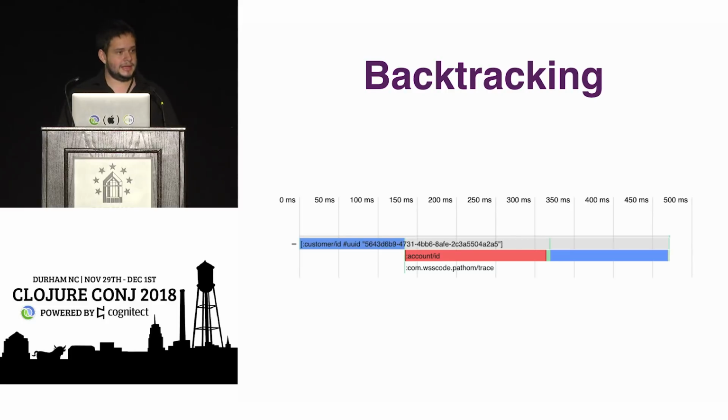Backtracking. As I told you, as you add resolvers in this system, you might have multiple paths to get to a single attribute. And when that happens, if it tries a path and that path fails, it can try the other path. So in this example, we're trying to load the account ID for a customer from a reward service, but this customer doesn't have rewards, so it can't get their account from that. So it tries the other path, and the other path works.